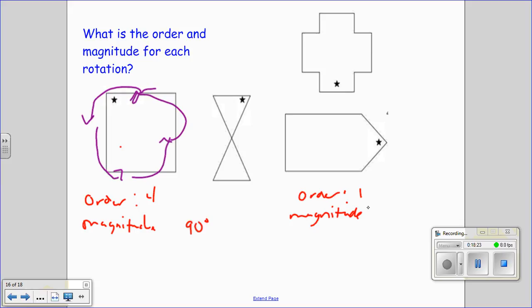So I guess it's safe to say that this does not have rotational symmetry, because you have to totally go 360 degrees in order to land in the same spot. So this is not a special shape with rotational symmetry. And this concludes your lesson for today.